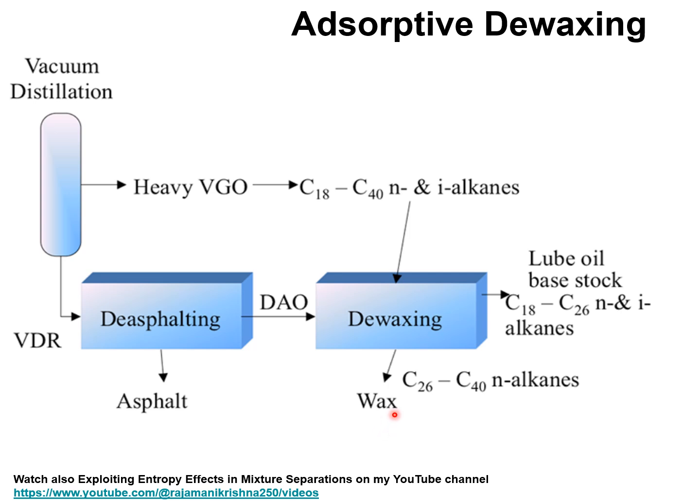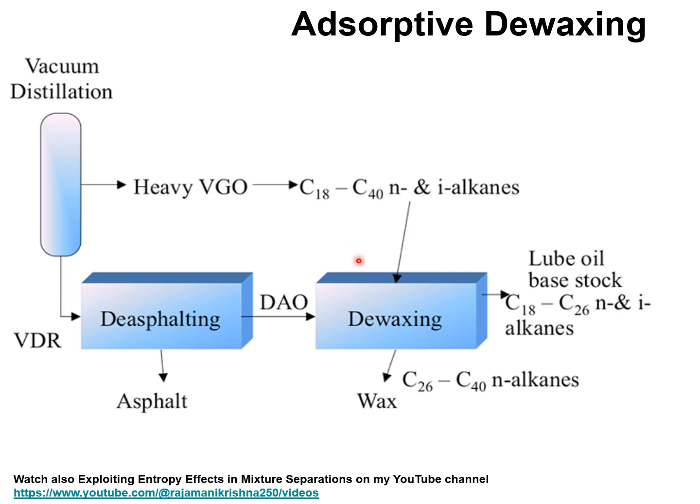Dewaxing is an important process step in the production of lube oil base stocks with low pour point. The feedstocks for dewaxing include deasphalted oil from the deasphalting process and heavy vacuum gas oil from vacuum distillation.